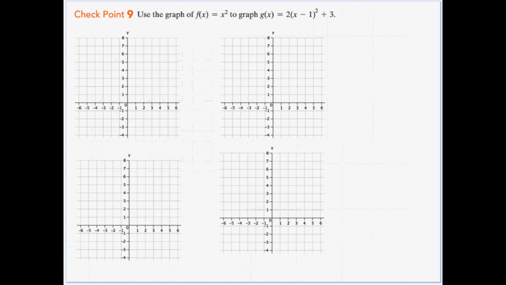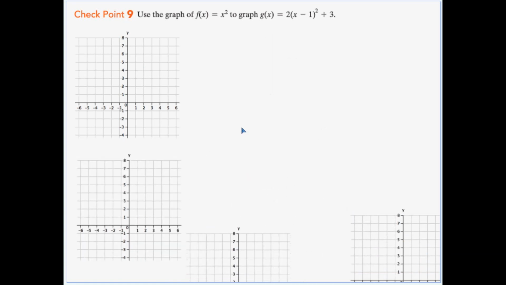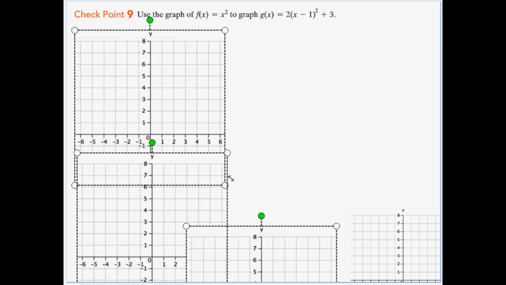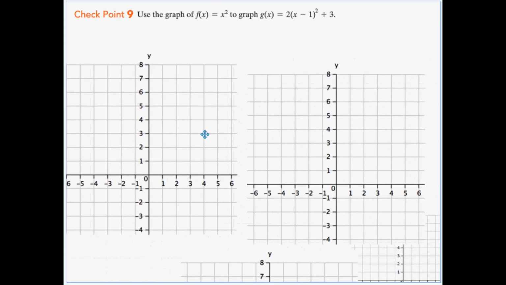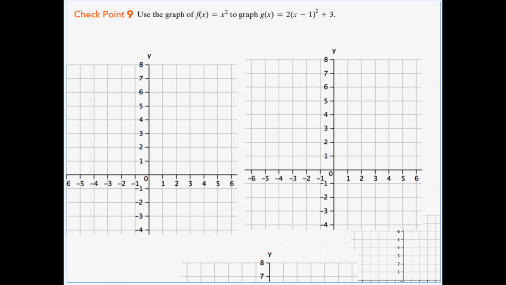And the last one here, checkpoint 9. I'll get a couple of these ready to go, and then I'll just bounce back and forth between them. Okay. First up, let's do some points on good old x squared. 0, 0, 1, 1, 2, 4, 3, 9. So it looks a little something like this.